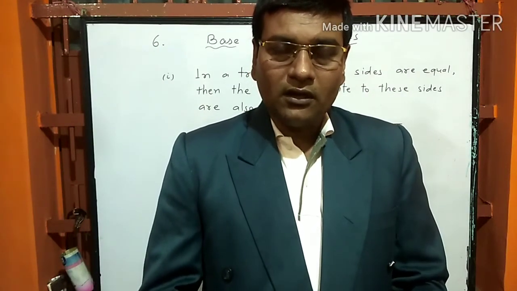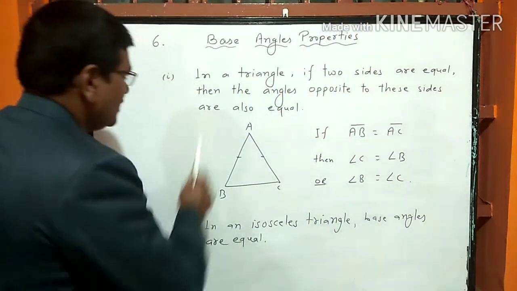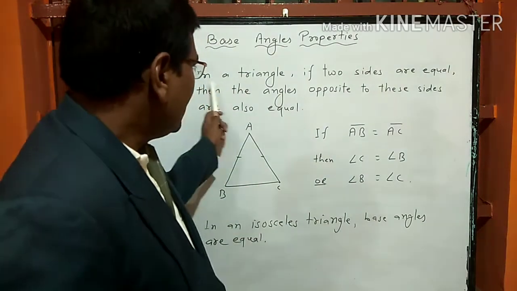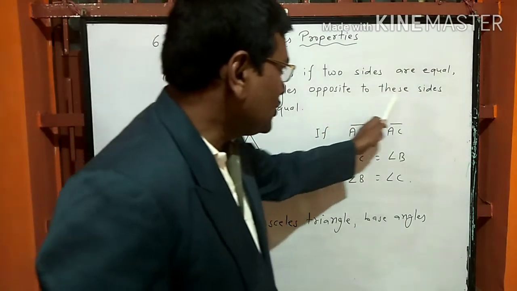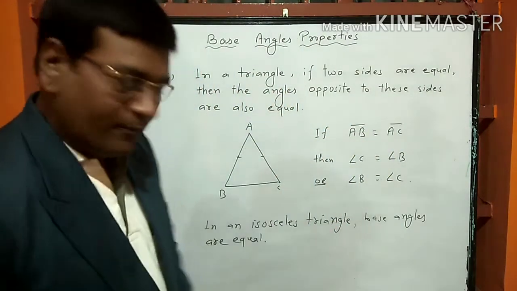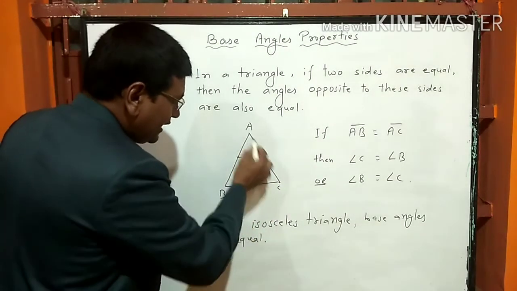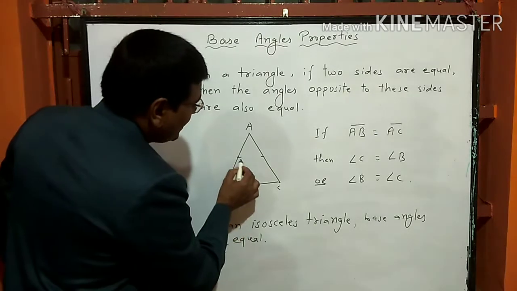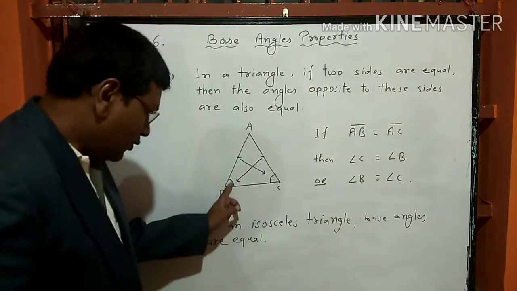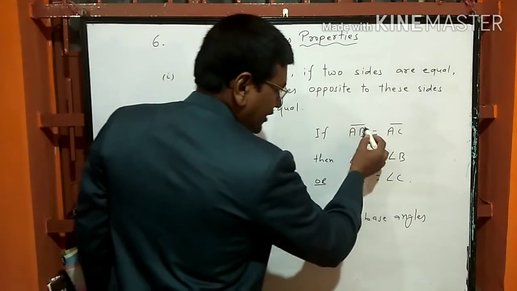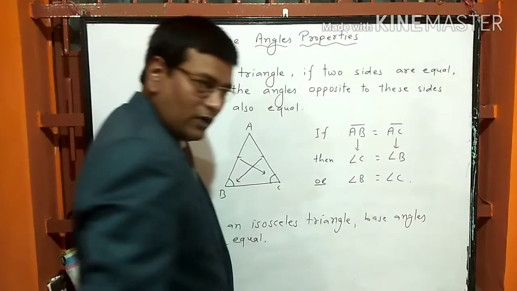Now we are going to learn base angles properties. First one is, in a triangle, if two sides are equal, then the angles opposite to these sides are also equal. Here, there is a triangle ABC. In this triangle, AB and AC are equal. Then, its opposite angle C and its opposite angle B, both will be equal. Side AB, opposite angle C. Side AC, opposite angle B, both will be equal.